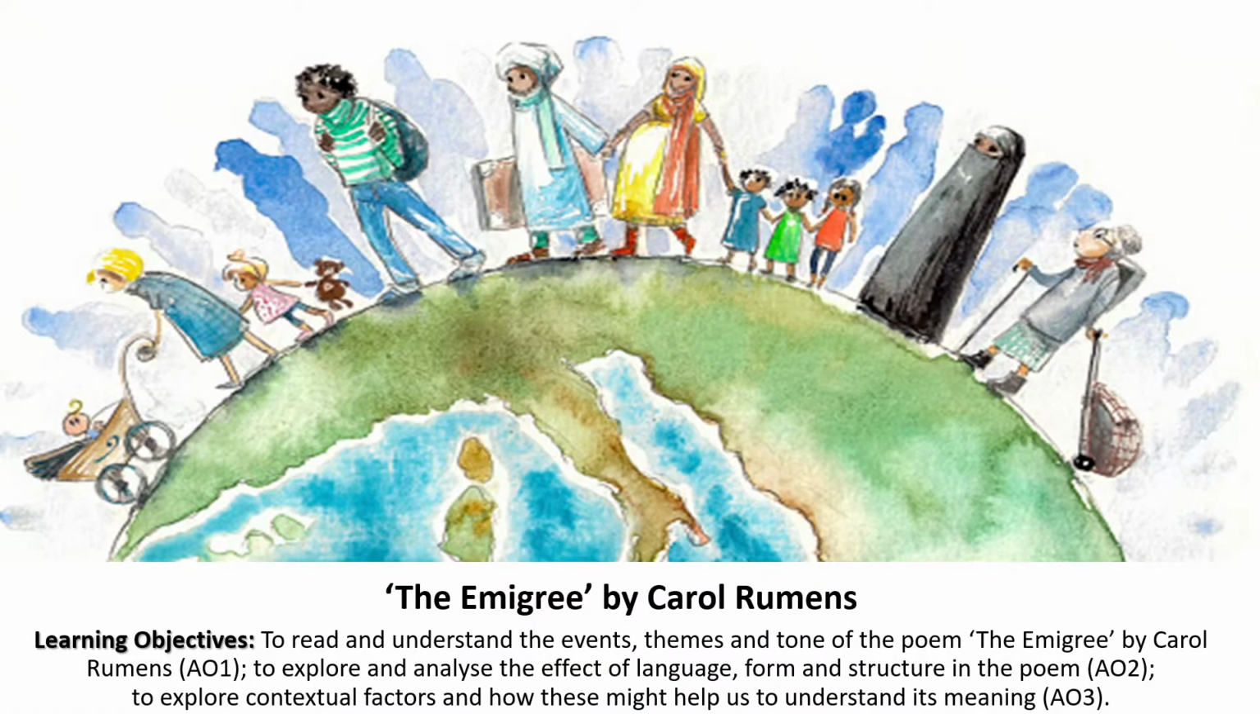So I really hope that's helped you with your understanding of The Emigree by Carol Rumens. You should now, for AO1, have an understanding of the main events, the themes and the tone of the poem. Hopefully for AO2 you've got some ideas about how you could pull out particular quotes, talk about the structure and the form of the poem and how that's helping us as the reader understand the main ideas. And finally, I've talked a little bit about how the time in which the poem was written and what we know about the poet might help us see how these themes and ideas have come into existence.